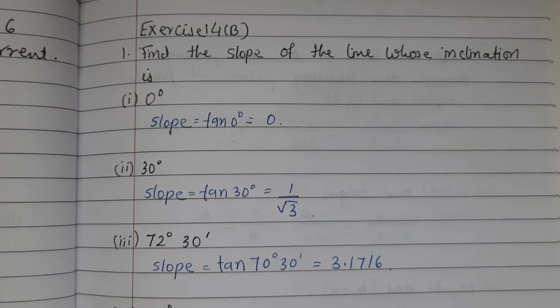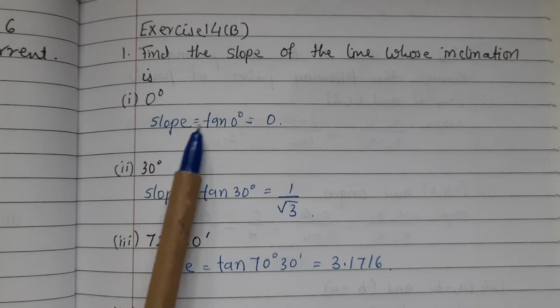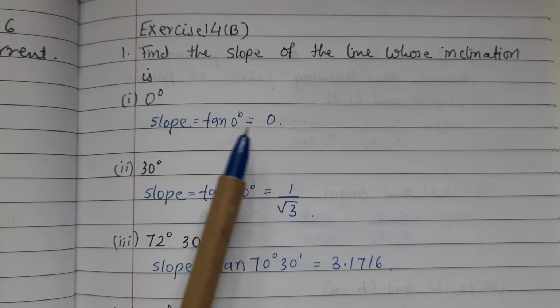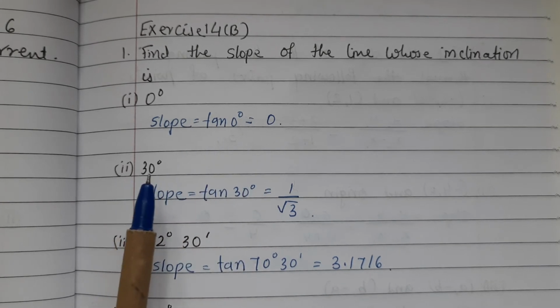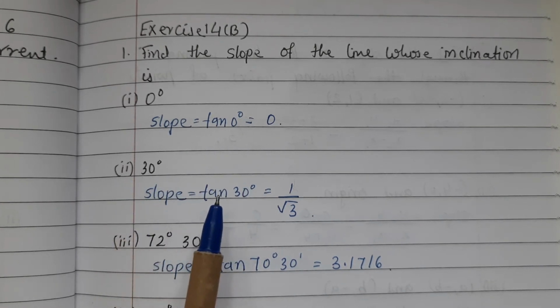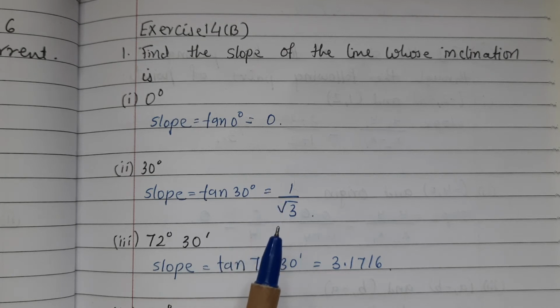Exercise 14B, sum number 1. Find the slope of the line whose inclination is: part 1, 0 degrees. Slope equals tan 0 degrees, equals 0. Second part, 30 degrees. Slope equals tan 30 degrees, equals 1 upon root 3.